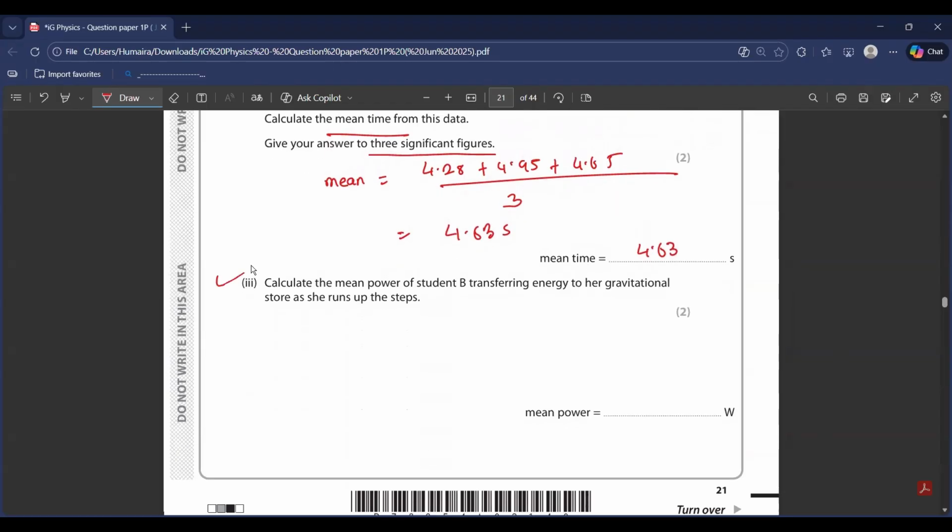Now, part 3 says calculate the mean power of student B transferring energy to her GPE store as she runs up the steps. We are supposed to calculate power. What is the formula for power? Energy by time. Power is work done per unit time, or energy transferred per unit time. Now, what is the energy transfer here? From kinetic energy of the student running to GPE store, right?